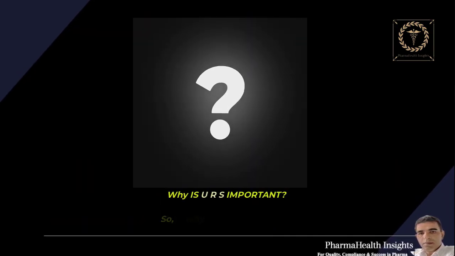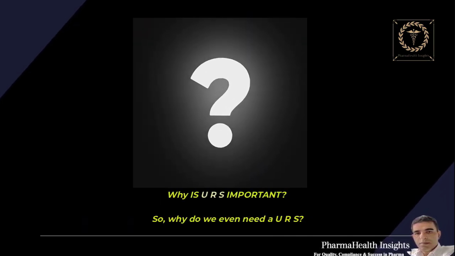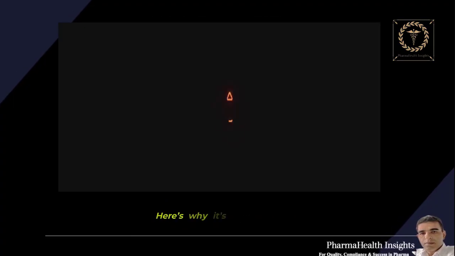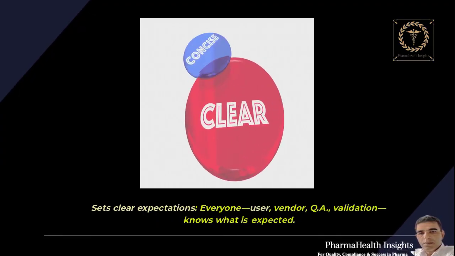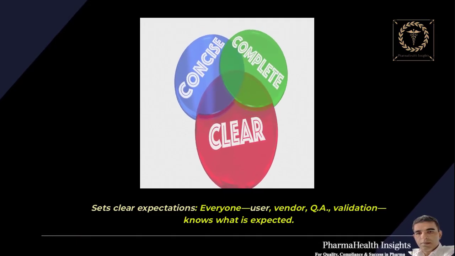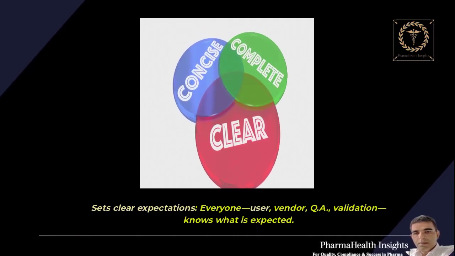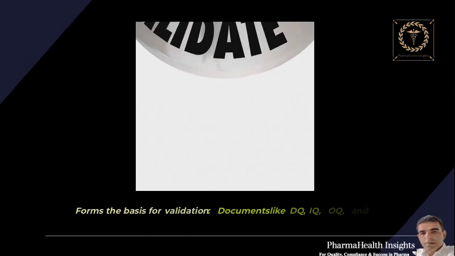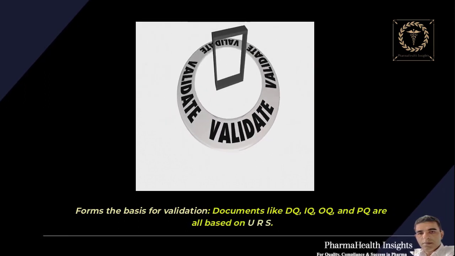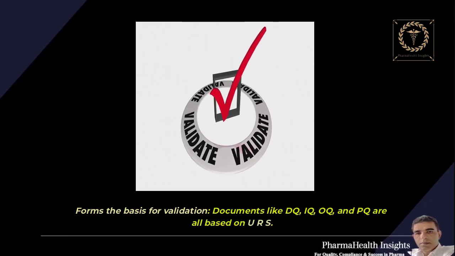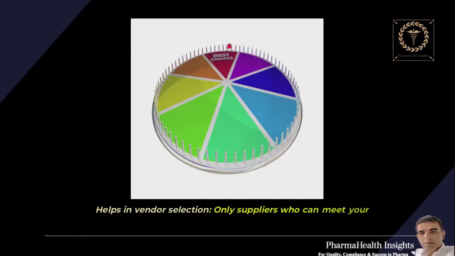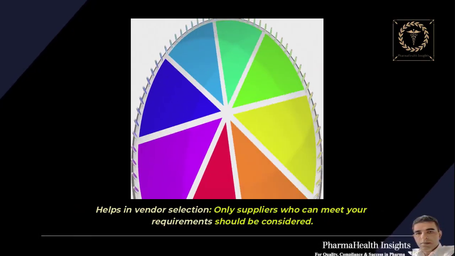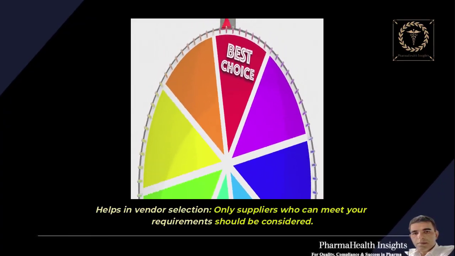Why is URS important? So, why do we even need a URS? Here's why it's absolutely crucial. Sets clear expectations. Everyone, user, vendor, QA, validation, knows what is expected. Forms the basis for validation. Documents like DQ, IQ, OQ, and PQ are all based on URS. Helps in vendor selection. Only suppliers who can meet your requirements should be considered.